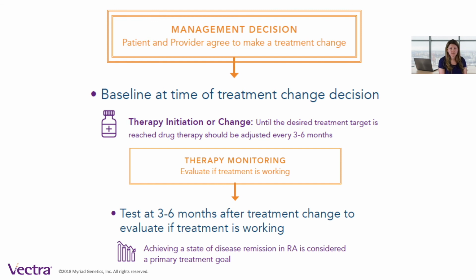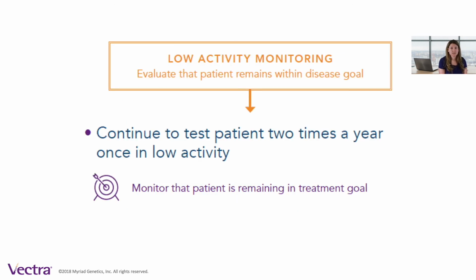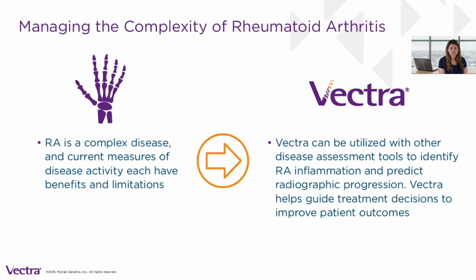Once a patient is in low disease activity, as indicated by a Vectra score in the low category, continue to test once or twice a year to ensure that the patient remains within treatment goal. This pathway can provide patients with better outcomes through improved communication, timely evaluation of treatment response, stratification of patients for risk of radiographic progression, and assistance with medical management decisions.